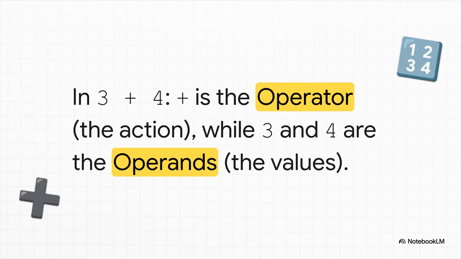Let's look at something super simple: 3 plus 4. In this little equation, that plus sign, that's your operator. Think of it as the verb, the action word. It's telling Python, hey, do this. And the numbers, the 3 and the 4, those are the operands. They're the things the action is being done to. Seriously, once you get that, you've pretty much nailed the basic structure of how all math works in code.